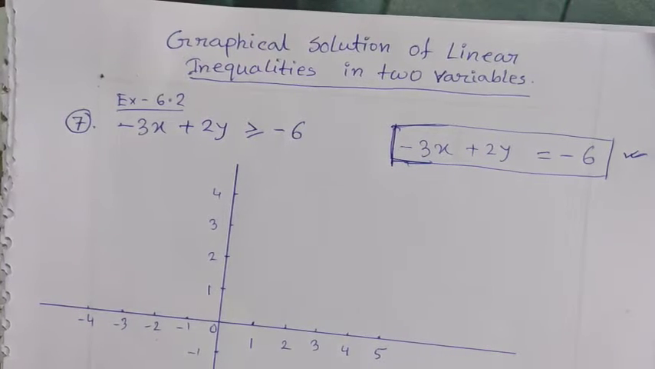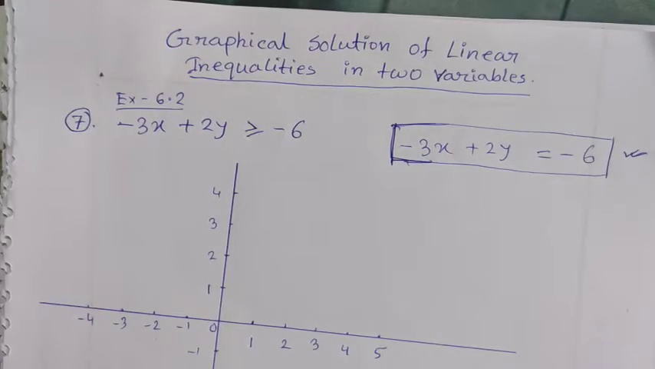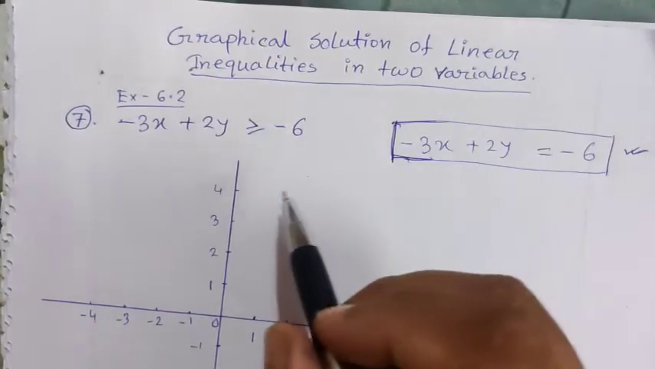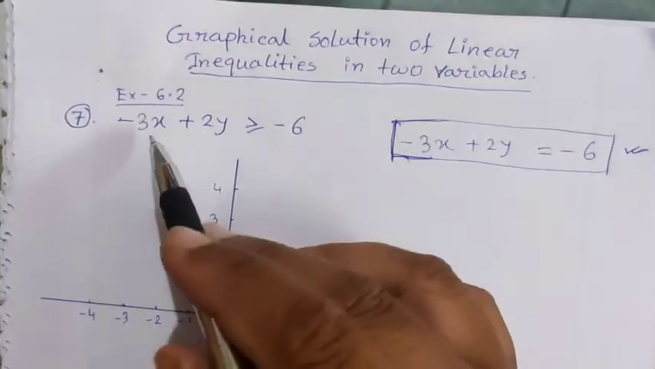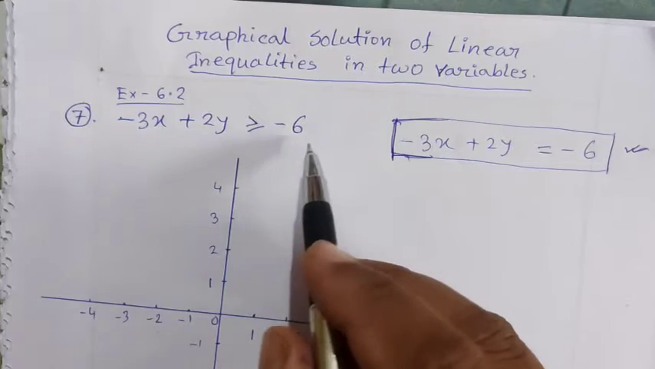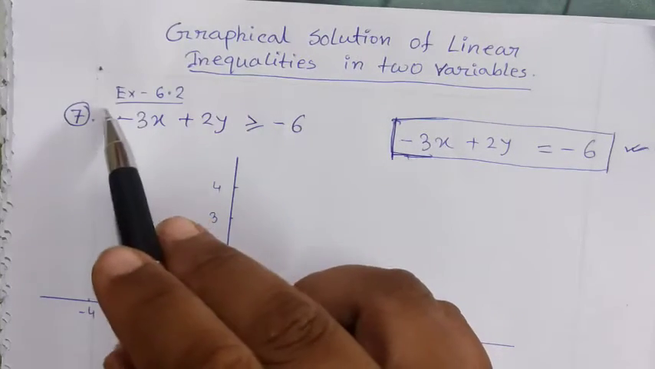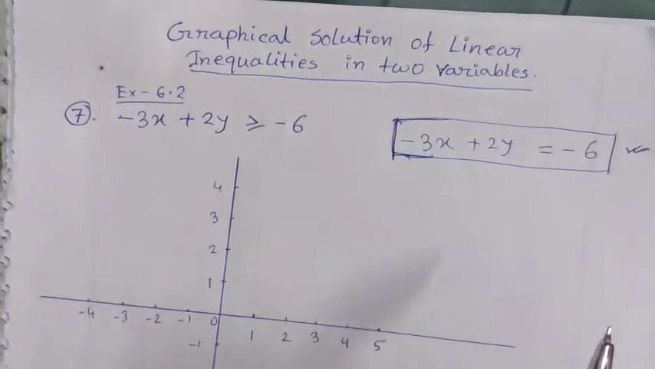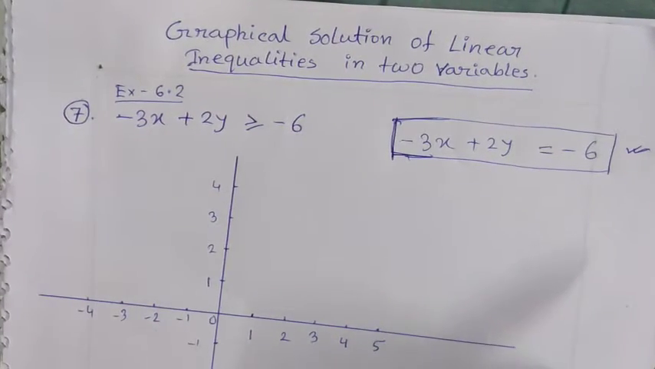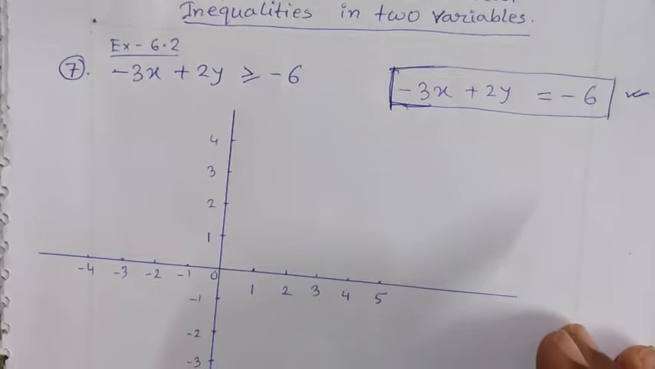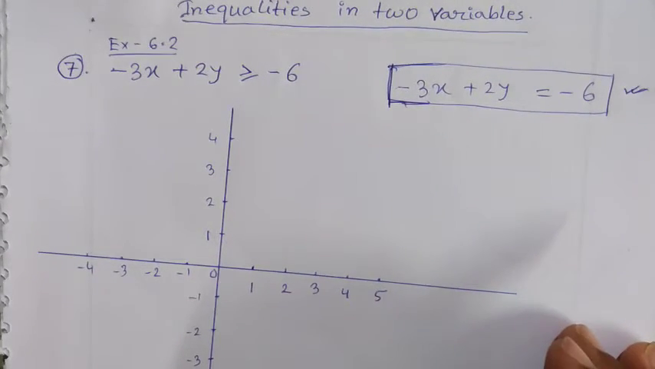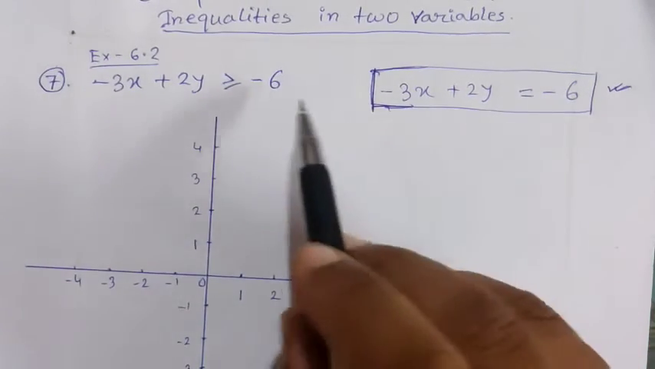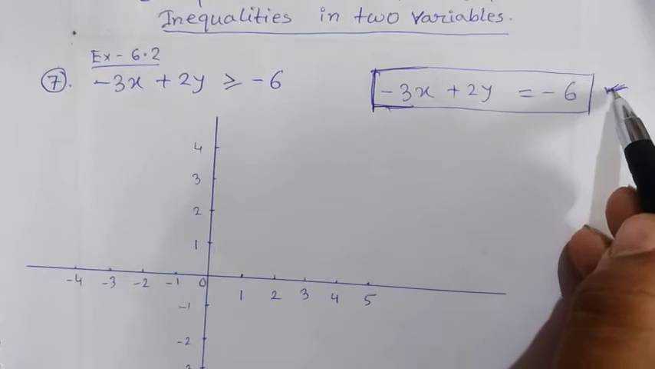Good morning, students. Today we are going to discuss the graphical solution of linear inequalities in two variables. Let's take an example, -3x + 2y ≥ -6, and we have to draw the graphical solution of this inequation in this graph page. To draw its solution set graphically, first we need to convert the inequation into the equation.